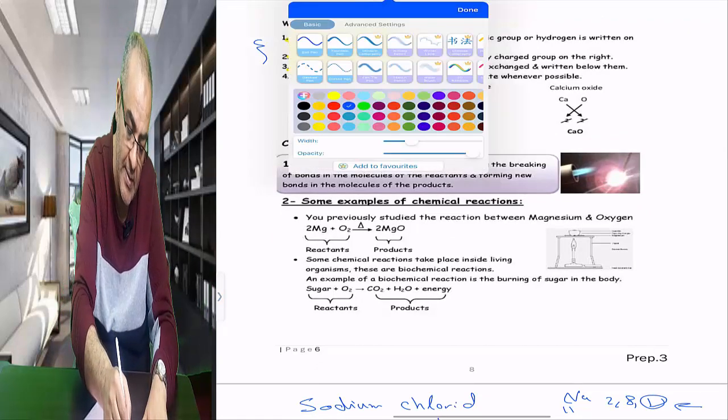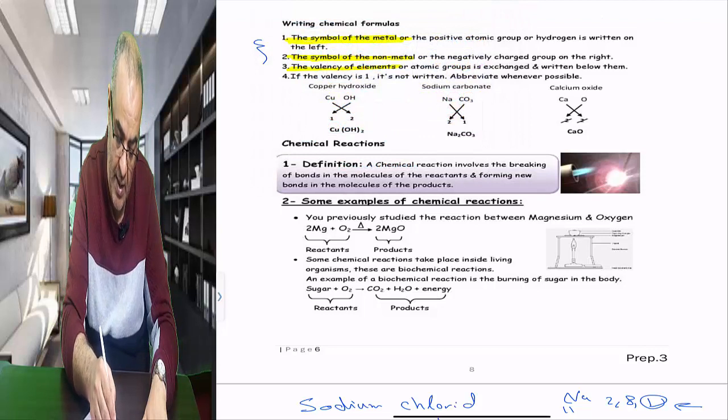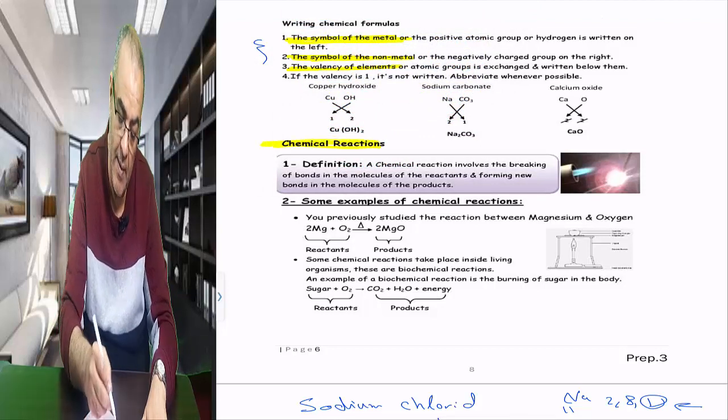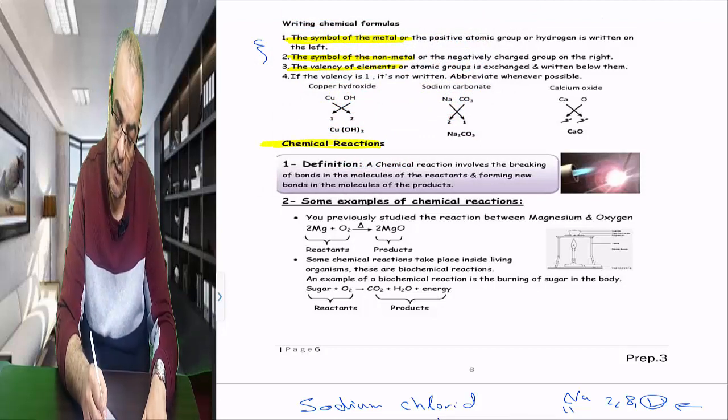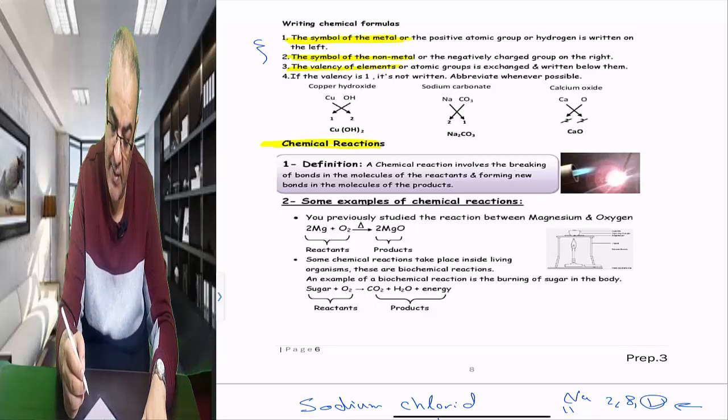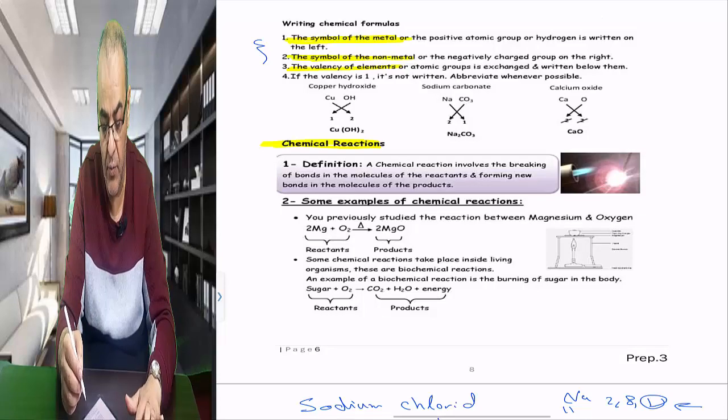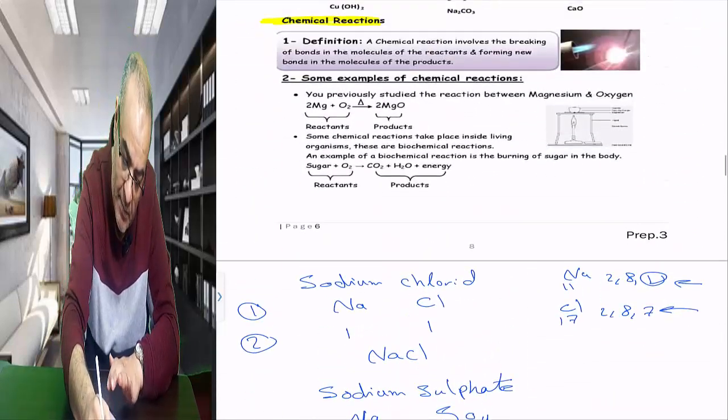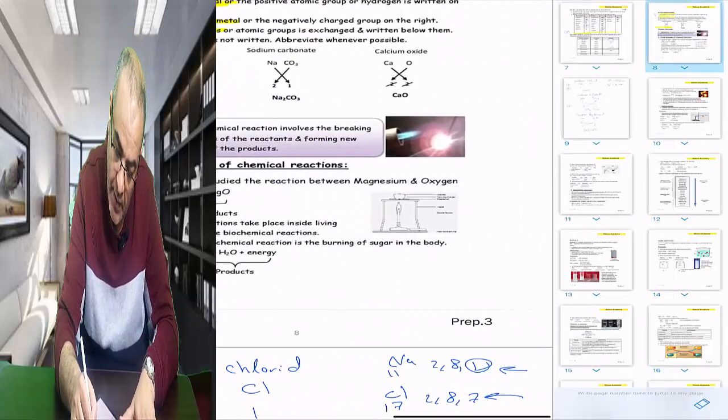Now we are going to the new section, which is chemical reaction. A chemical reaction involves breaking bonds in the molecules of reactants and forming new bonds. We have to define it in a simpler way.